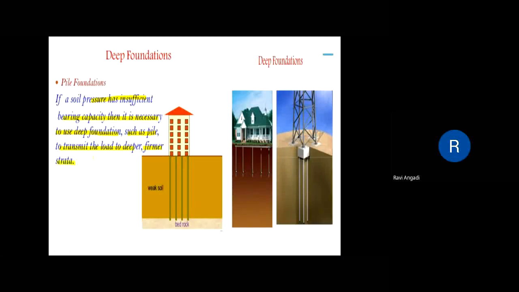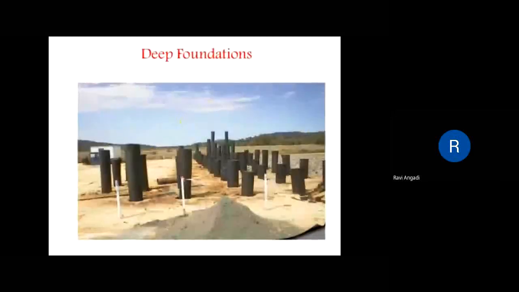For the firm strata you need to take the boring, and then the foundation is to be laid. So if the soil has insufficient bearing capacity, then it is necessary to use a deep foundation such as a pile to transfer the load to a deeper and firmer strata. These are the deep foundations. So this is the group of piles which are being placed here. This is also called the deep foundations.